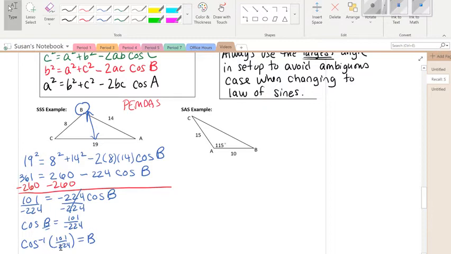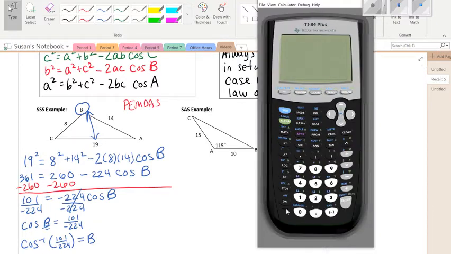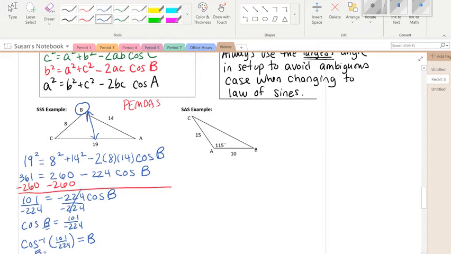Now in my calculator, I'm going to plug it in and round my answer when I'm done. So how do I get the inverse? Second cosine, we have 101 divided by negative 224, enter, and we get b is equal to, and I'm going to round to the nearest tenth, so 116.8 degrees.